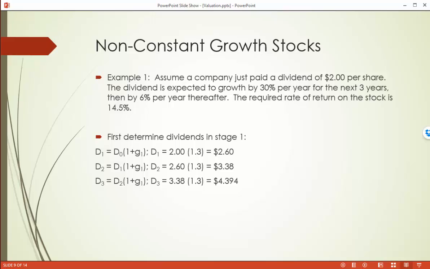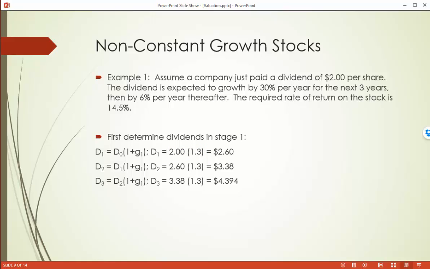So the first thing we need to do is determine the dividends in stage one, in the non-normal stage. So the first dividend, D1, is going to be equal to D0 times 1 plus growth rate. And I've denoted that growth rate 1 because we have different growth rates in this example, which is 30%. So if I multiply $2 times 1.3, I end up with an amount for the first dividend, the dividend at time period 1, of $2.60.